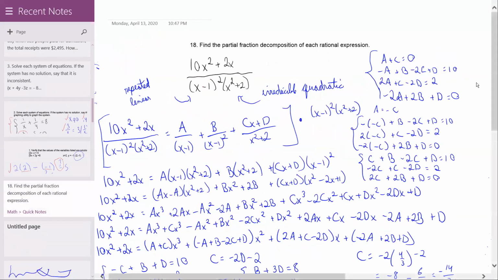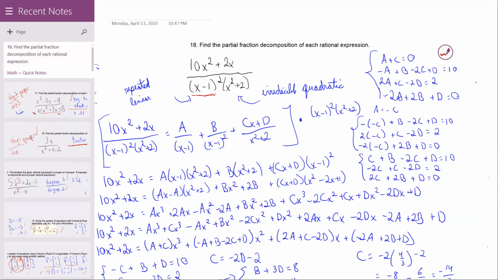And then last problem. So find the partial fraction decomposition of each rational expression. So in this case, we have a new one. So here, x minus 1 is linear, but it's repeated. So we have to have a repeated term for it, basically. And this one is an irreducible quadratic. If you wanted to check the discriminant, you could, or you can just show that x squared plus 2 equals 0 means x squared equals negative 2, which means x equals plus or minus root 2 i, which is not real. Okay, so this is an irreducible quadratic like we had before.